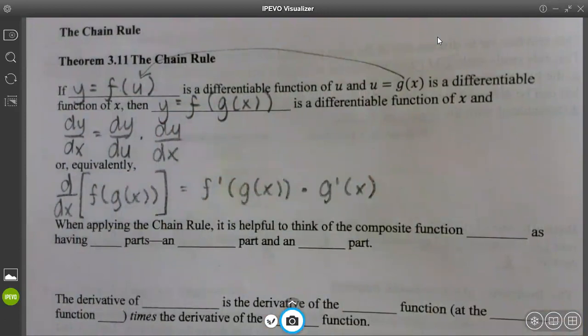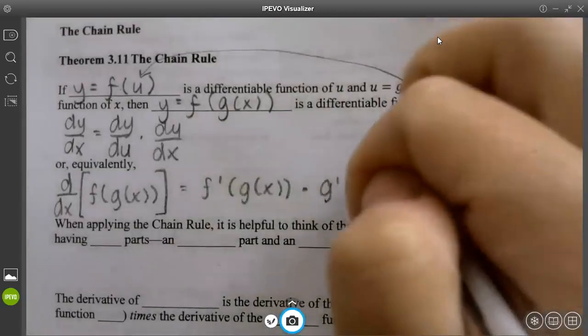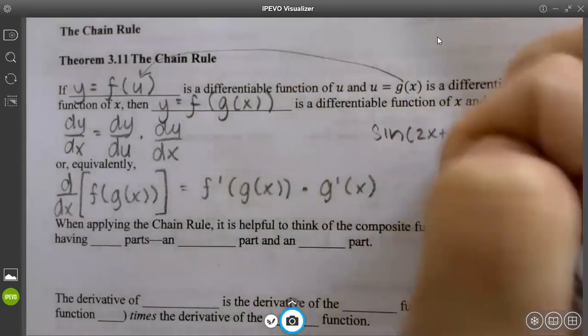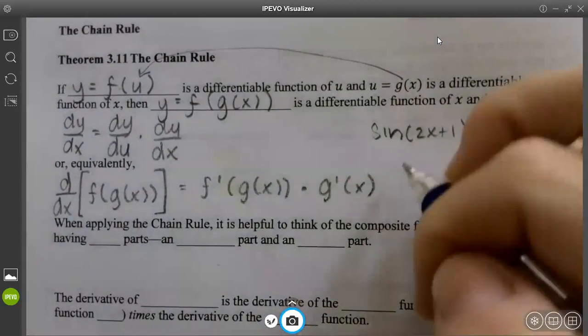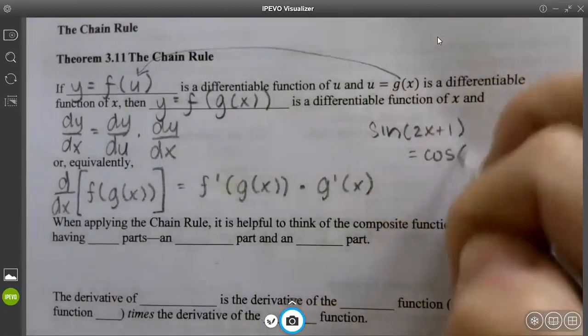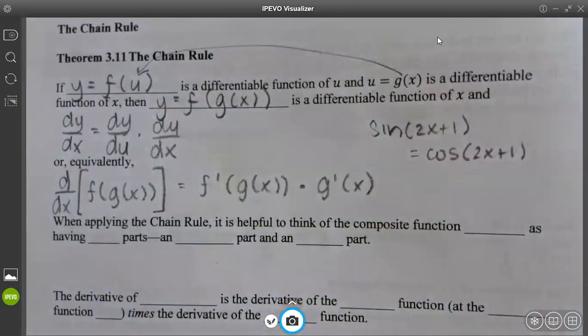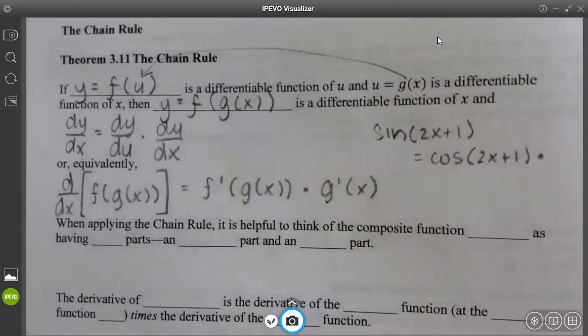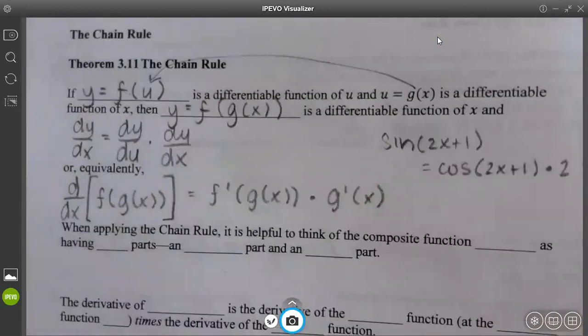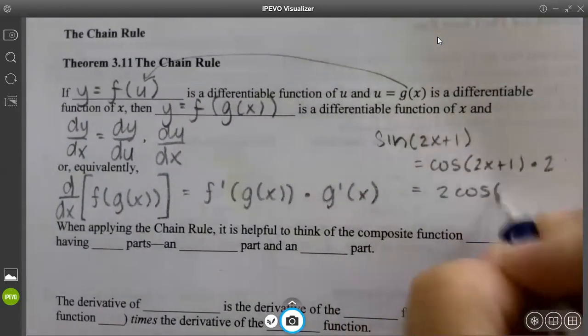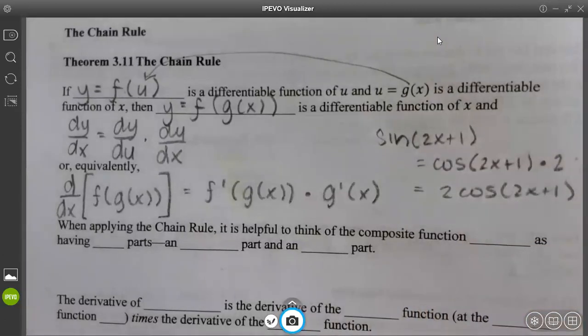All right, so let me give you an example. If you had sine of 2x plus 1, okay? So let's say sine of 2x plus 1, because we know these derivatives. You're going to take the derivative of sine. What's the derivative of sine? With that same function inside. Then you're going to multiply it by the derivative of the inside. What's the derivative of 2x plus 1? 2. Is everybody good with that? So your final answer is 2 cosine of 2x plus 1. That's chain rule. Okay, take the derivative of the outside and then take the derivative of the inside.